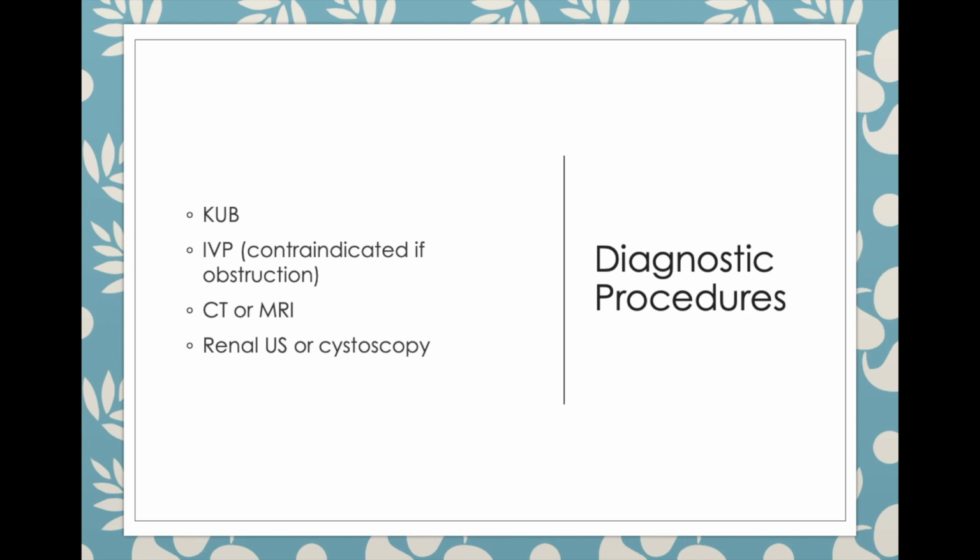Now, for the diagnostic procedures, like we talked about, we're going to do the KUB. We could do an IVP, and then a CT or MRI, and then a renal ultrasound or cystoscopy. Usually they do a KUB, and then if they find something, they send the CT renal protocol, because the CT scan is going to basically measure the renal calculi to see if the patient is going to be able to excrete it on their own, or if they're going to have to do procedures to break it down, or even surgery.